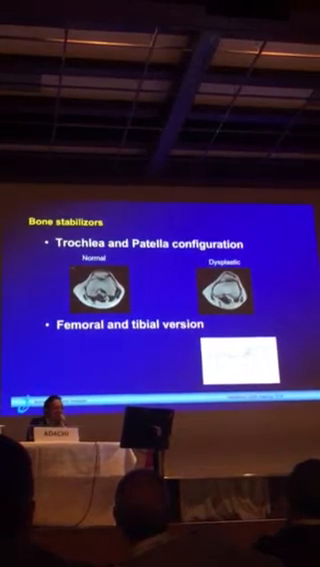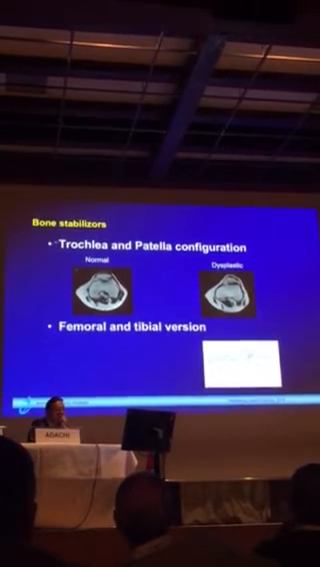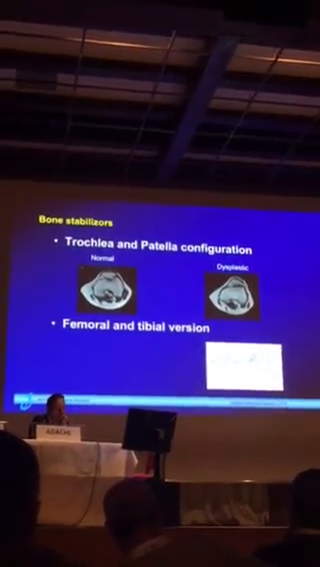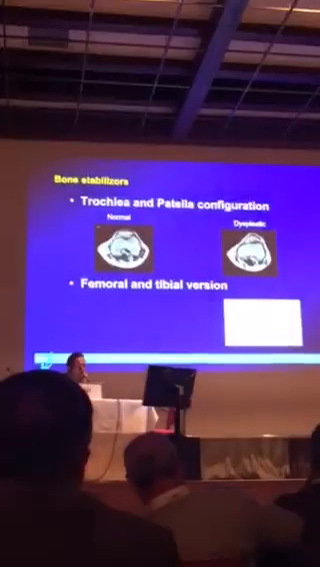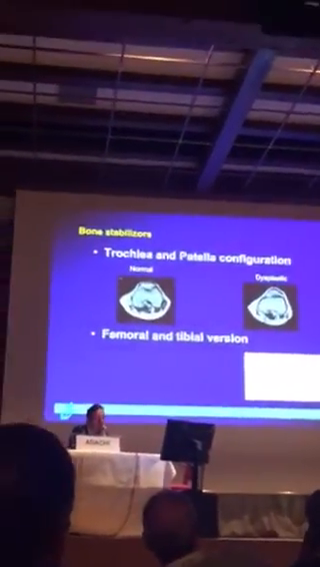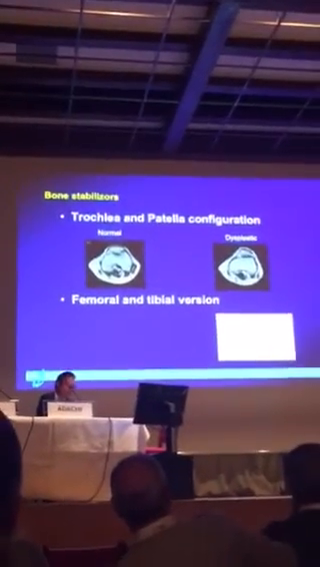The bony stabilizers are the configuration of the trochlea and patella, and here we see a normal joint and the dysplastic joint, and the dysplastic joint is characterized by a flat trochlea, which is only articulated with one of the patella, the lateral patella facet.